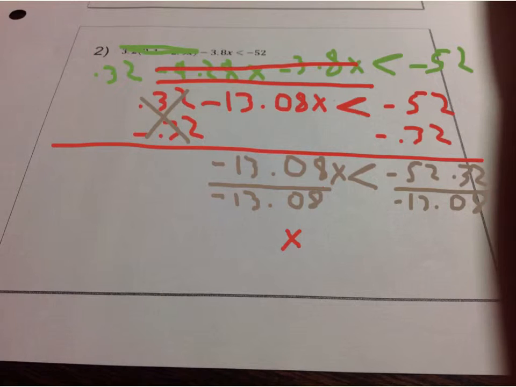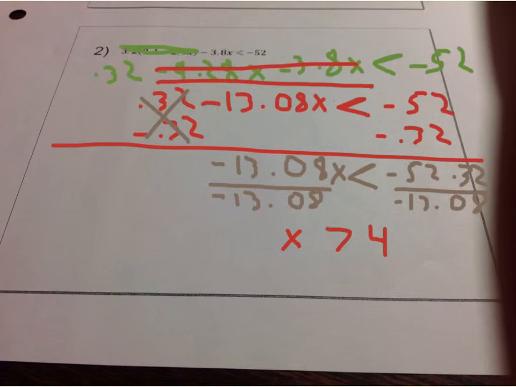And then since you did divide by a negative by your variable, you do have to flip your sign. So it's going to be greater than negative 52.32 divided by negative 13.08. And when you do that, you actually get a positive 4, believe it or not. So it turns into a nice whole number after all that.